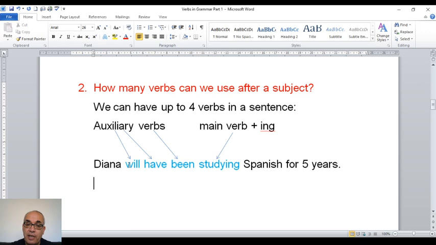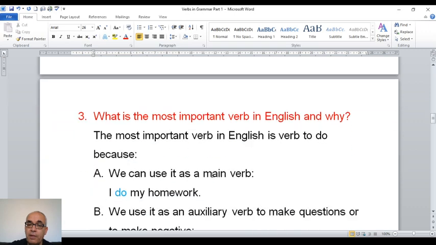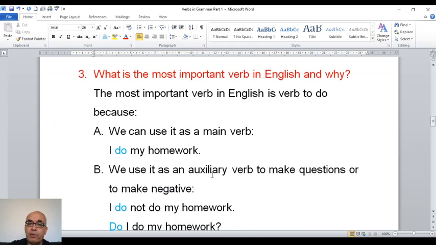Of course, this is a high level sentence. This is what we call future perfect continuous tense. But I'm just showing you we can use up to 4 verbs in one English sentence. Number 3. What is the most important verb in English and why? The most important verb in English is verb to do.